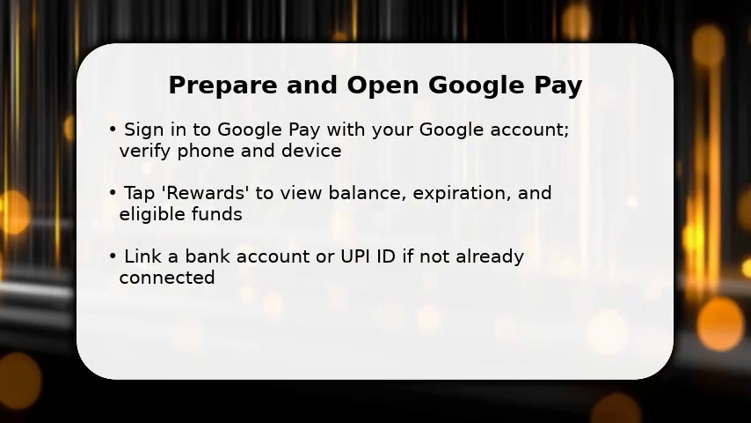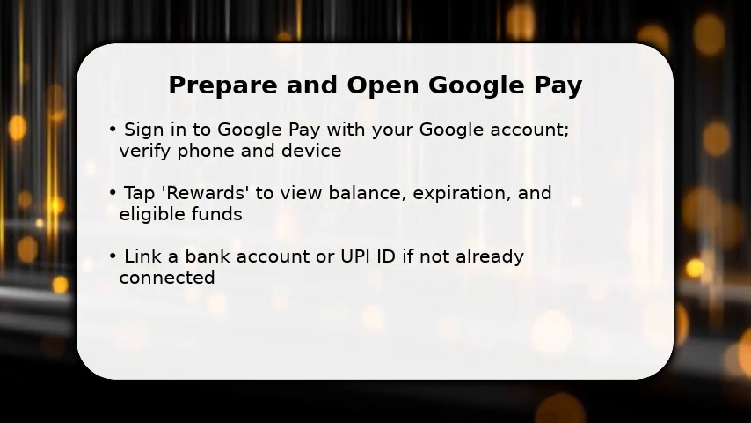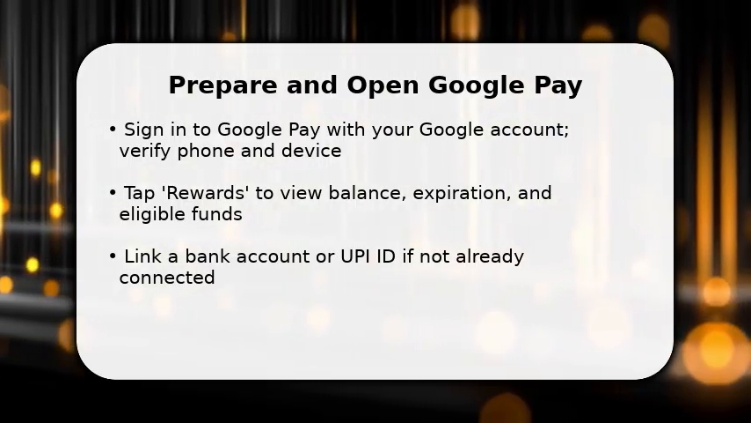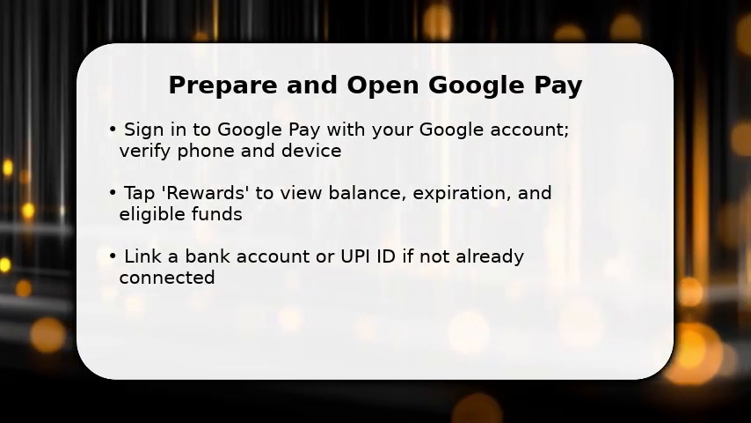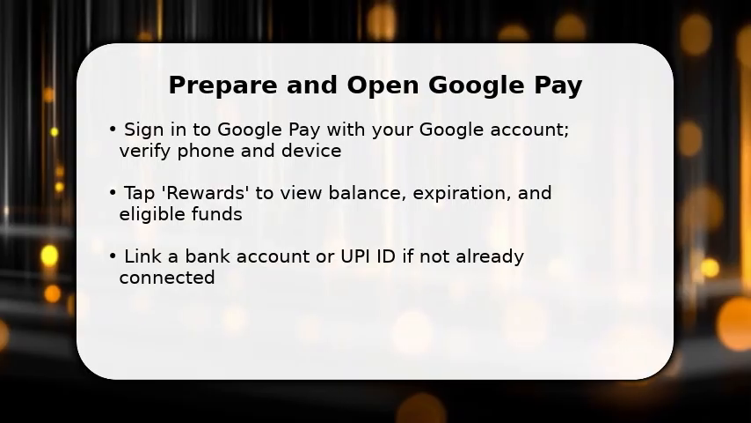Enjoy the video. You start by opening Google Pay and confirming you're on the account that earned rewards. Once signed in, go straight to the Rewards tab to see available cash and expiry dates so nothing surprises you later. Make sure a bank account or UPI ID is linked and verified.